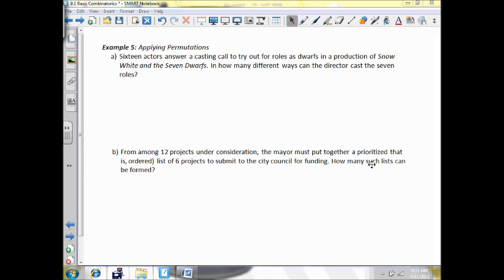Moving on to example 5, we're actually going to apply some permutations. Now, 16 actors answer a casting call to try for roles as dwarfs in a production of Snow White and 7 Dwarfs. In how many different ways can a director cast the 7 roles? So that means we have 16, but we're going to choose 7. Okay, 16 permutation 7 there. So that means we're going to have 16 factorial over 16 minus 7 factorial, which would really be 16 factorial over 9 factorial.